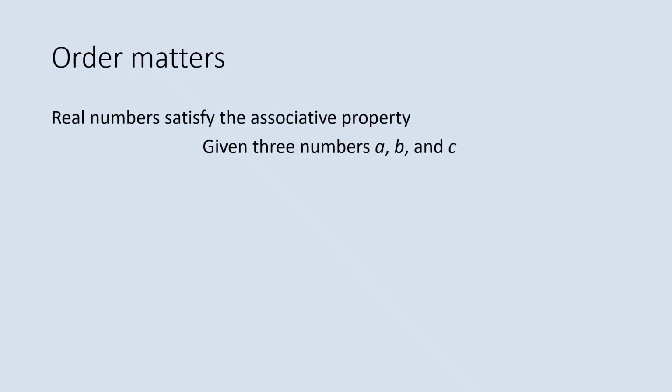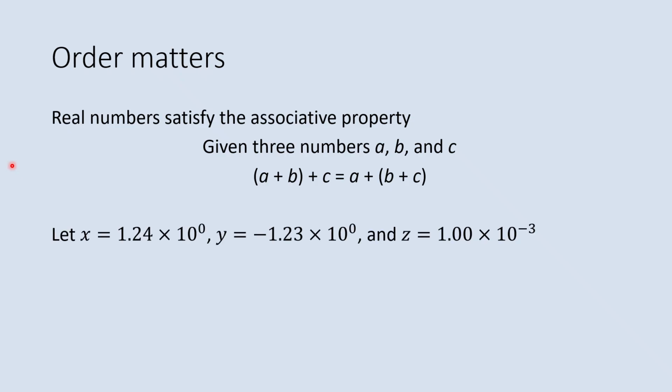So for real numbers, if we have three values, A, B, and C, and let's say we're just going to add them, we have kept the order the same, A, B, and C from left to right, but we're saying, hey, let's do the A plus B part first and then add C. Or let's do B plus C first and add A. Well, mathematically, we get exactly the same answer. There's no distinction at all. But in this example, we're going to use the simplified version so that we can see it more readily.